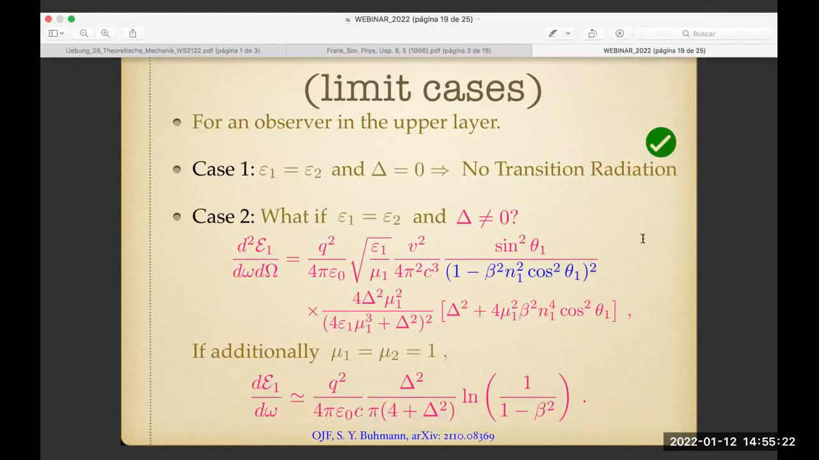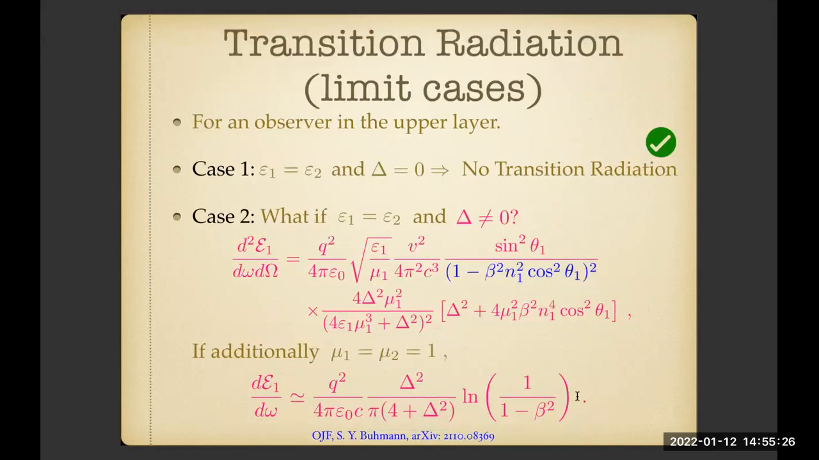So important now is to ask if everything is fine, so we can ask for consistency checks. For an observer in the upper layer, we could study this first limit case, which is when we turn off the topological parameter and take the limit when both permittivities are the same. When one makes that limit, one obtains that everything goes to 0. So that means that there is no transition radiation. That is a first consistency check.